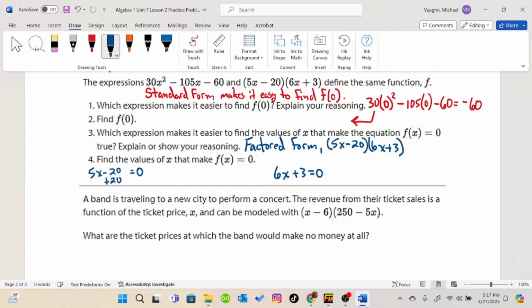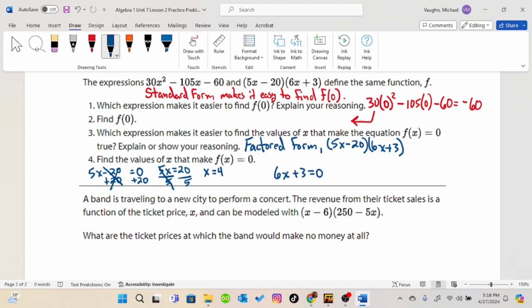Add 20 to both sides. That eliminates it from the left. We have 5x equals 20. Divide both sides by 5. That eliminates it from the left. And x equals 4.